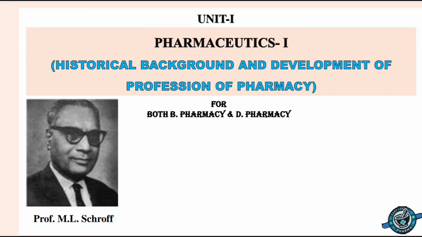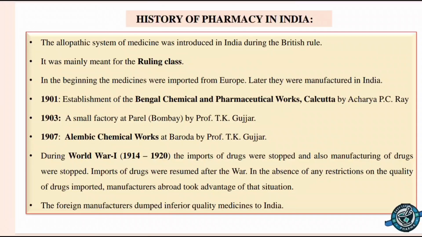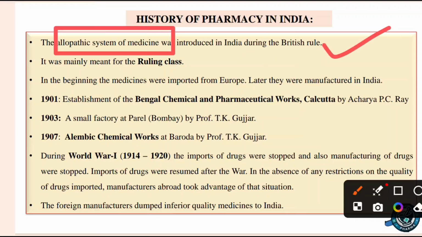So before independence, what were the stages of the pharmacy background? Many years ago, as all of you know, people used Ayurvedic medicine for various health purposes. But due to lack of experiment, people switched from Ayurvedic to allopathic medicine. The first allopathic system of medicine was introduced in India during the British rule, when our country was ruled by the Britishers.